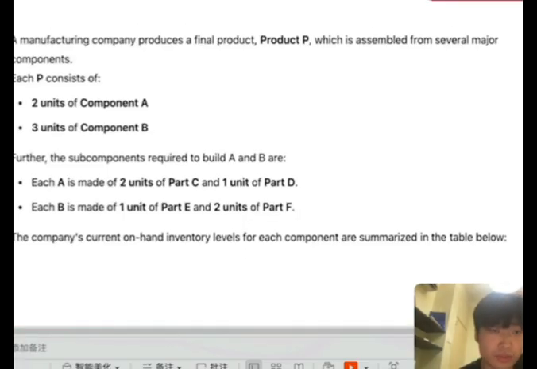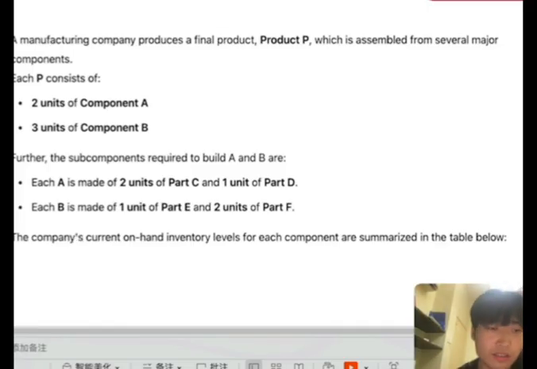The example 2: a manufacturing company produces a final product, product P. Each P consists of 2 units of component A, 3 units of component B. Further, each A is made of 2 units of part C and 1 unit of part D, each B is made of 1 unit of part E and 2 units of part F.